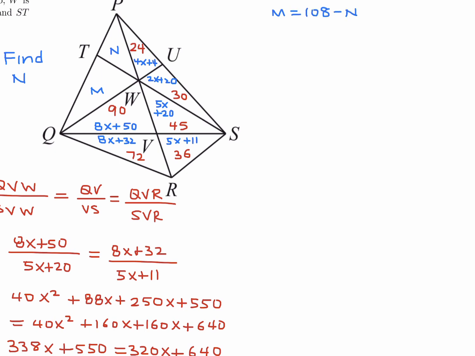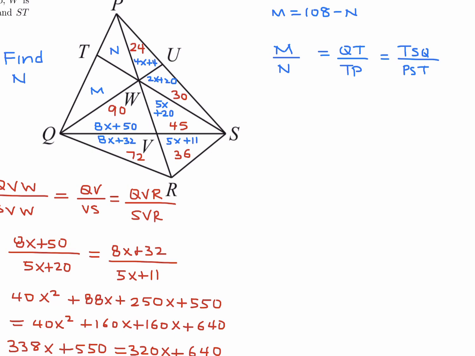Okay, now let's figure this out. M over N is the same as the bases QT over TP. But I can also use the big triangles, which would be TSQ over PST. And there you go. That should be enough for us to figure out M and N. And our goal is, of course, to figure out N.